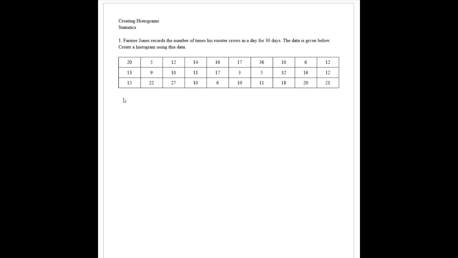The first thing that we need to decide is how many intervals we are going to have on our histogram. Don't forget that we usually aim for between 4 and 10 intervals. Since I'm going to do this by hand, let's use 5 intervals. If I'm going to use 5 intervals, then I need to figure out what my interval width is going to be.